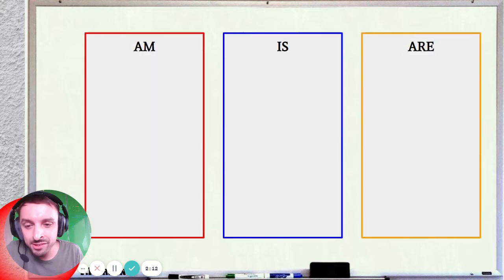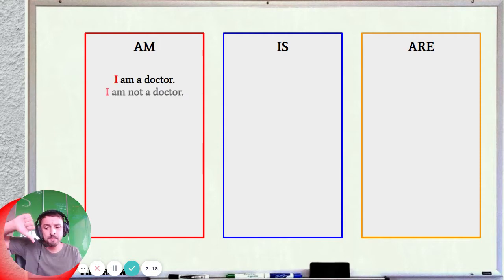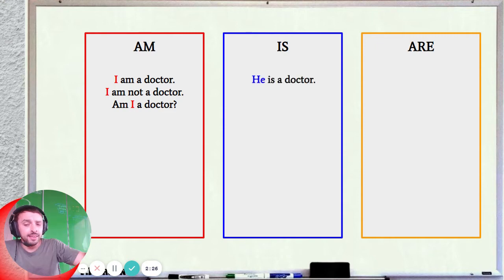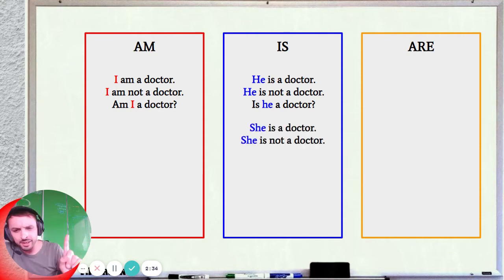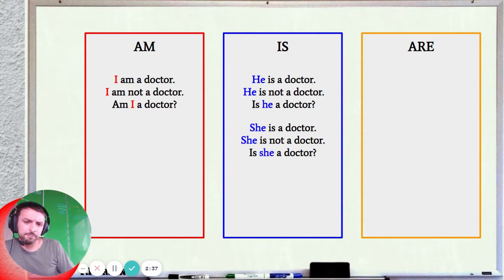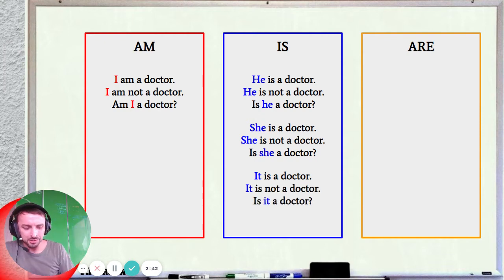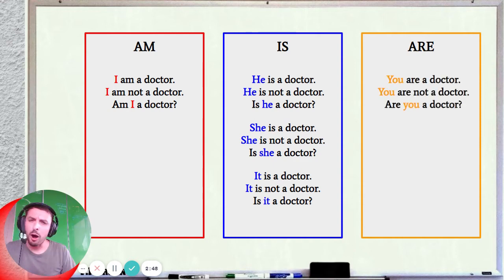Here are your 3 verb to be's. Am, is, are. We have your yes, I am not, am I. Okay, yes, no, question. Okay, is, he is not, is he? She is not, is she? It is not, is it? And now the R's. You are not, are you?